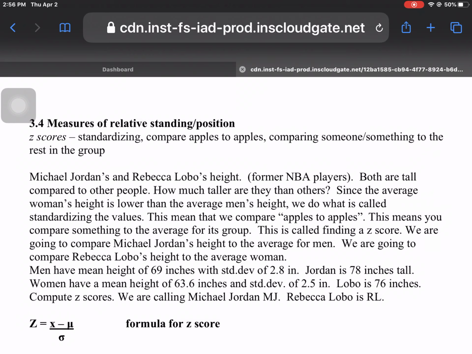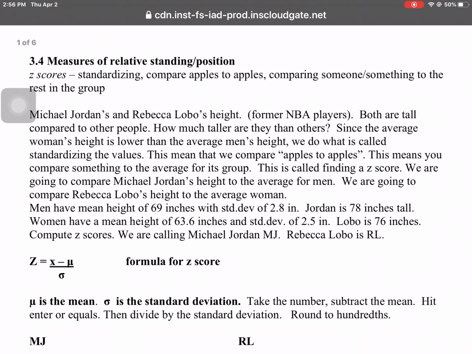Section 3.4, measures of relative standing or position. A z-score is a way that we compare something or someone to the rest of the group. For example, Michael Jordan and Rebecca Lobo are both former NBA players. Rebecca Lobo is a former women's NBA player. She now does commentary. Both are very tall compared to other people. How much taller are they than others?